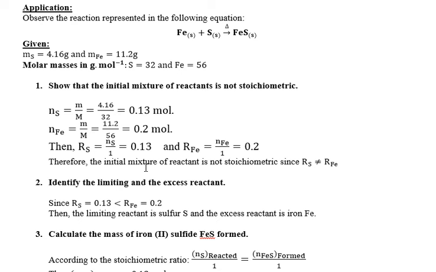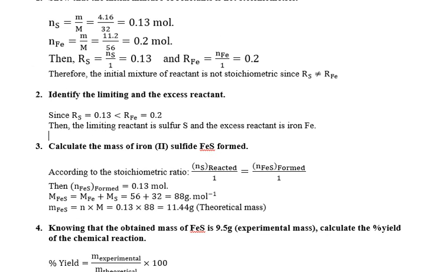In part 2, identify the limiting and the excess reactant. Since the ratio of sulfur is lower than the ratio of iron, this means that sulfur is the limiting reactant and iron is in excess. The limiting reactant is the reactant that is totally reacted at the end of the reaction, while a part of the excess reactant remains at the end of the reaction.